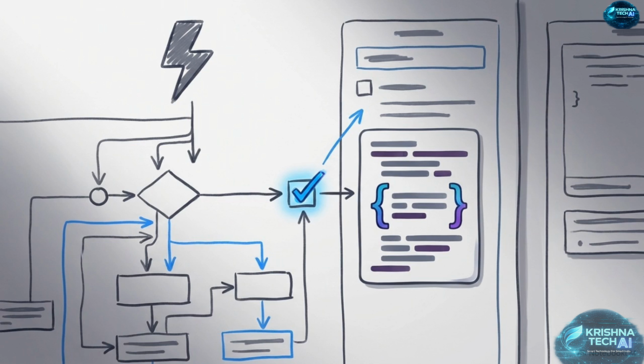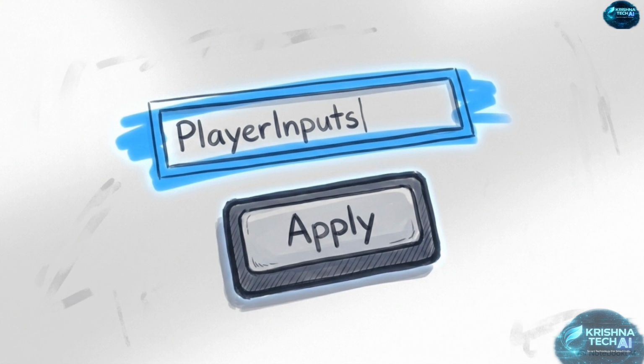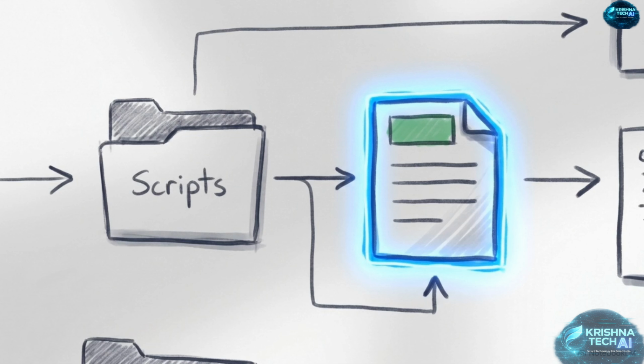Once Unity reopens, find the auto-generated Input Actions asset in your project. Select it, and in the inspector, check the box for Generate C# class. Name the class PlayerInputs, and click Apply to create the code file. Now inside your Scripts folder, create a new C# script called InputDebugger and open it in your code editor.